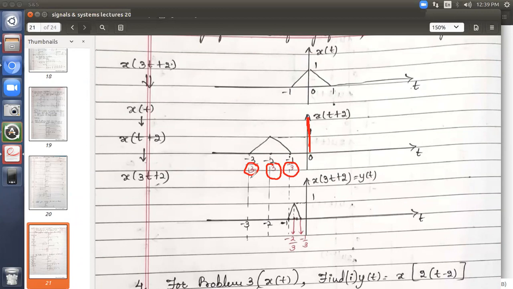So the range is between -3 to -1. Just divide it by 3. You check what is -3 by 3. It is -1. -1 by 3 is 0.33, right? The range is between -1 to -0.33. So this new range, you draw it. Now draw this new range here comparatively. As I have told you, the new range is between -1 to -0.33, right?